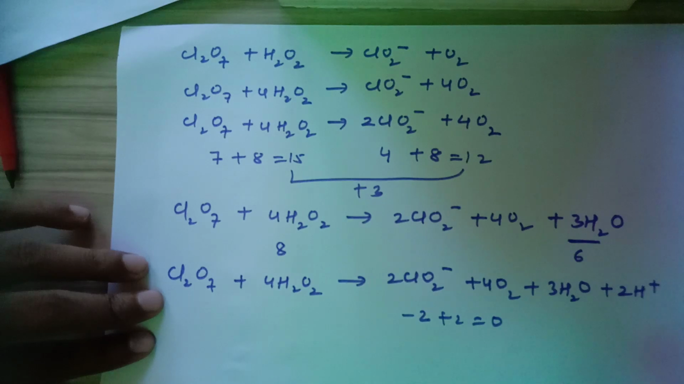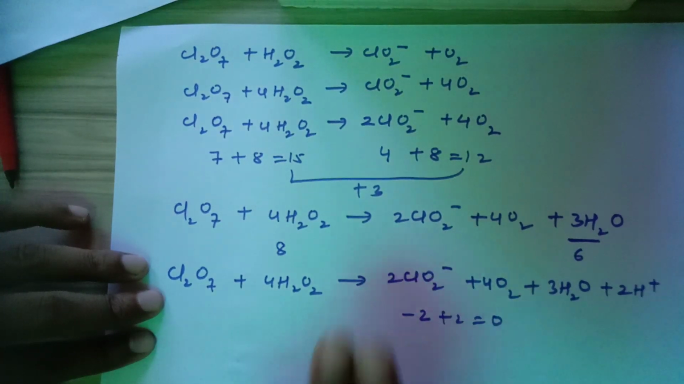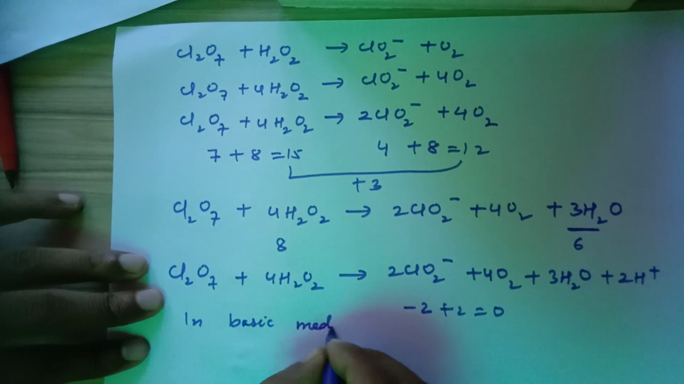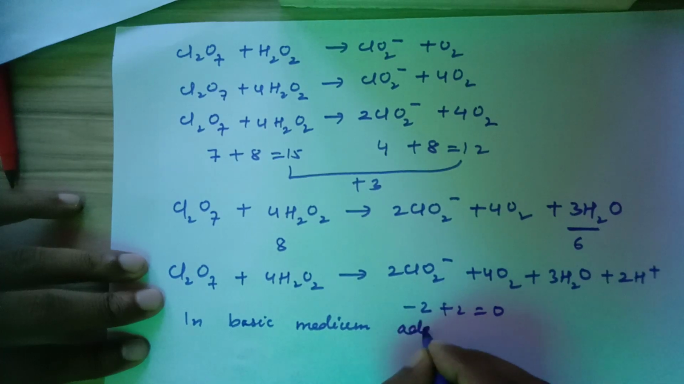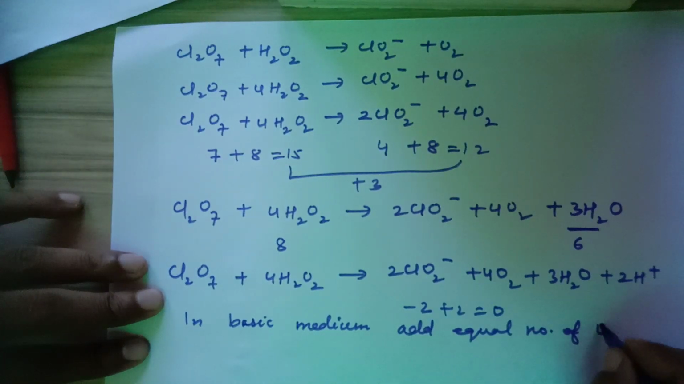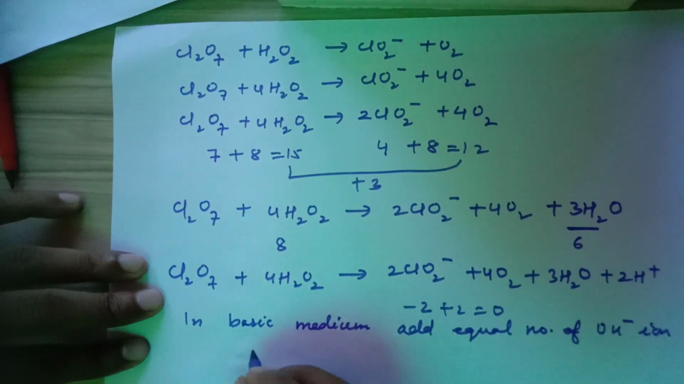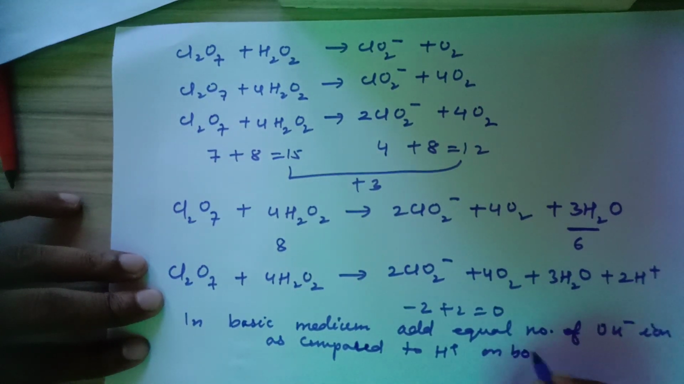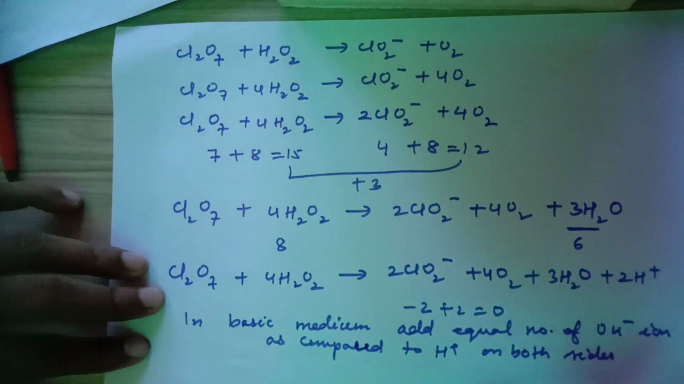Suppose we have to balance it in basic medium. What we have to do is, when there is 2H plus, just add 2OH minus on the right hand side and left hand side. So in basic medium, add an equal number of OH minus ions as compared to H plus on both sides. Let's add it.